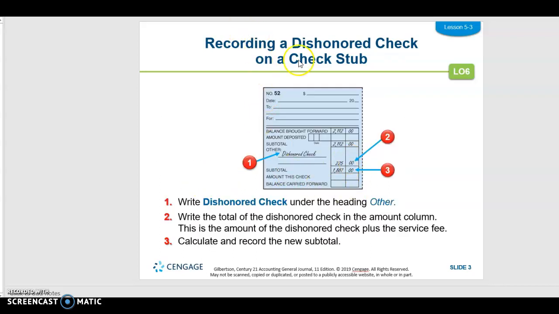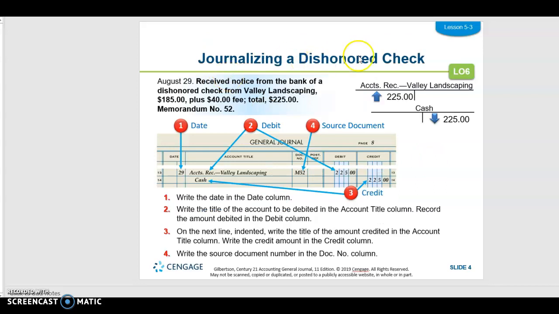When we have a dishonored check, we still have to record that on a check stub. So this gives us the steps of how to do that. Remember, in the last unit we learned about the service charge. You could also write something like a dishonored check. So we would have to subtract that amount. Whatever the amount of the dishonored check was, we'd have to subtract that from our balance. Then we have to journalize that dishonored check.